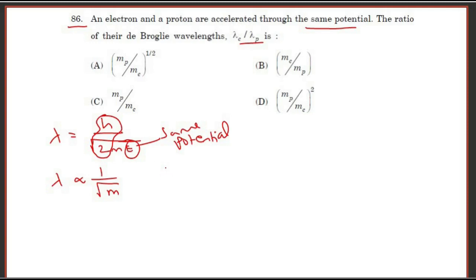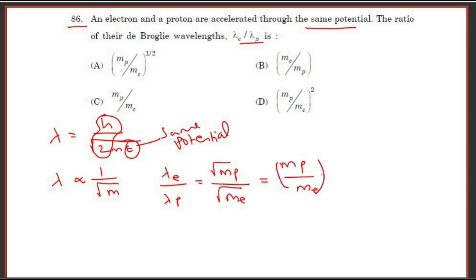And similarly, let us take now wavelength of electron to wavelength of proton, which is equal to root of mp by me, that is 1 by 2. Option A is the correct answer.